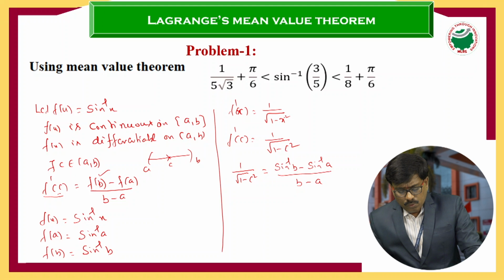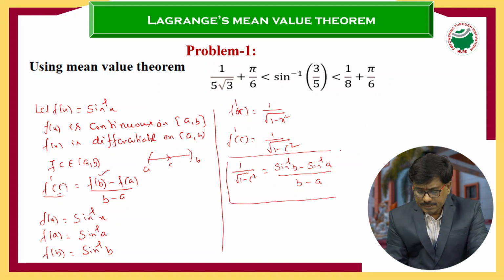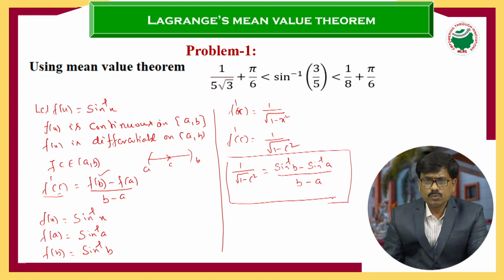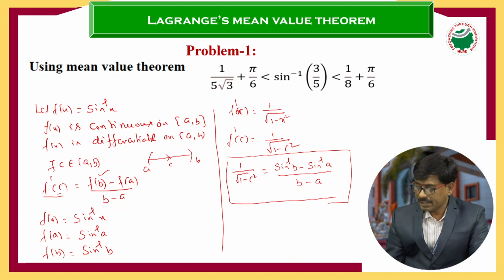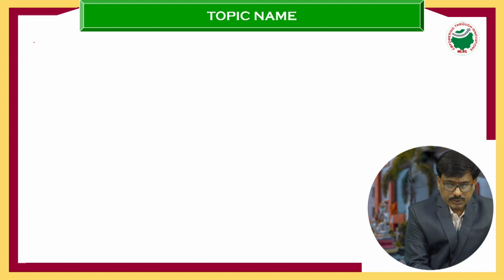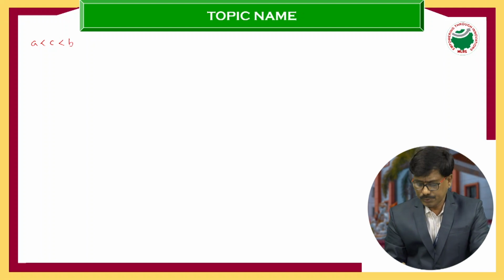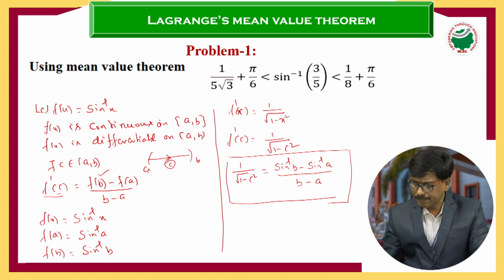Now we got the condition: f dash of C equals 1 by under root of 1 minus C square, equal to sine inverse of B minus sine inverse A, whole divided by B minus A. Let us go with the inequality condition. Already I told you that C always lies between A and B, and I already proved the case.